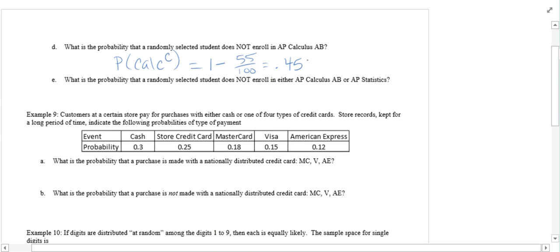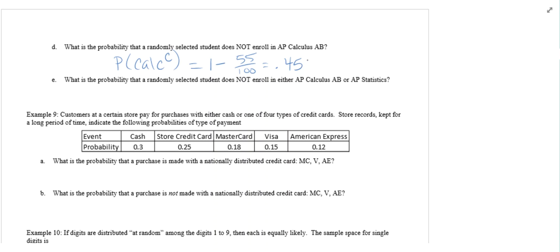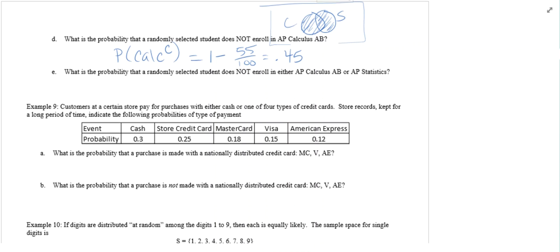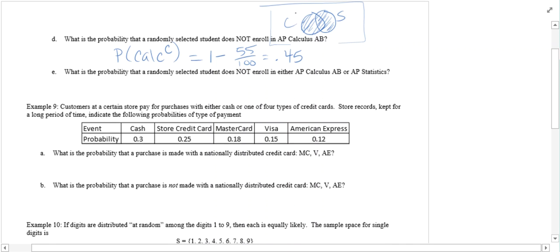All right, and then what is the probability that a randomly selected student does not enroll in either AP Calculus or AP Statistics? Okay, so I'm just going to sketch our Venn diagram here for Calc and Stats. They did not enroll in calculus or statistics or both. So we have events outside of here, people who didn't take either of these classes are taking something else. So we have everything outside of this Venn diagram.